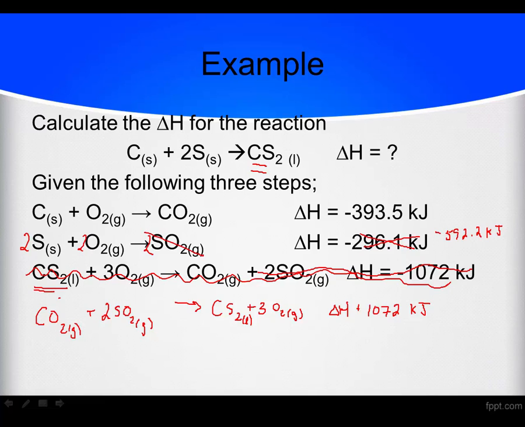Now when I examine this, I'm seeing my 2 SO2s are on opposite sides. My 3 O2s are getting canceled because there's two O2s here and one O2 there. And my CO2 is getting canceled here and there. So ultimately, I'm getting the reaction that they're asking for. I'm getting one carbon and two sulfurs on the left side and one CS2 on the right side. So now I just need to add negative 393.5 to negative 592.2, and then add that to the positive 1,072 kilojoules. That's going to be positive 86.3 kilojoules.